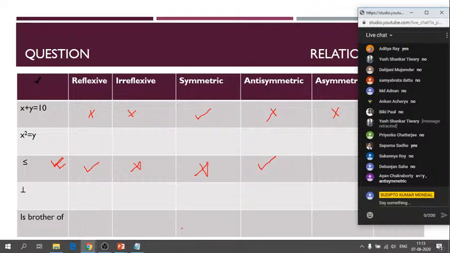Now, is less than or equal to asymmetric? Quick response from your side. Is it an asymmetric relation, less than or equal to?